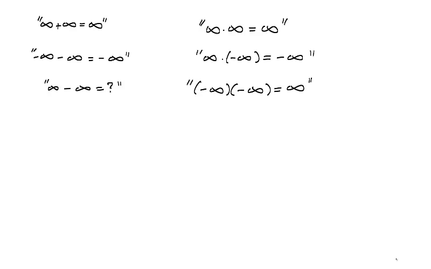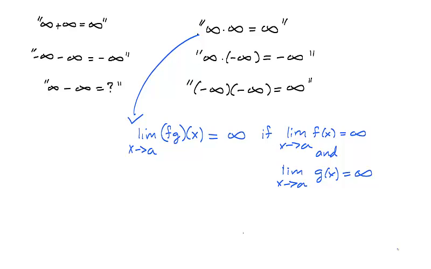Very informally, when dealing with infinite limits, it is safe to assume that infinity plus infinity is infinity, negative infinity minus negative infinity is negative infinity, and negative infinity minus infinity is unknown. For similar reasons, using multiplication, infinity times infinity is infinity, which means that the limit of f times g is equal to infinity as x approaches a, when the limit of f and the limit of g as x approaches a is infinity. We also have that infinity times negative infinity is negative infinity, and negative infinity times negative infinity is infinity.